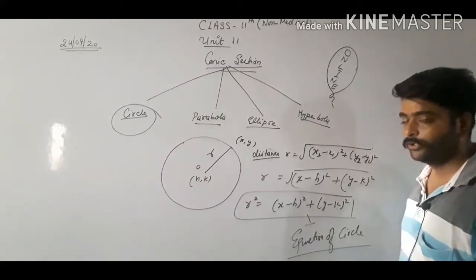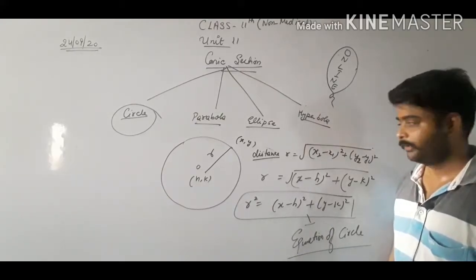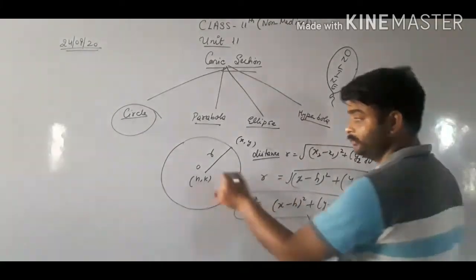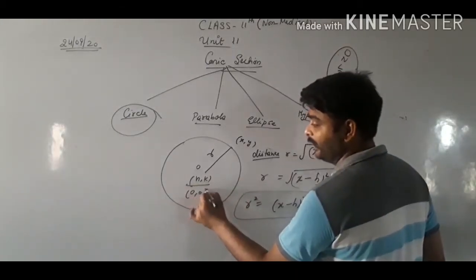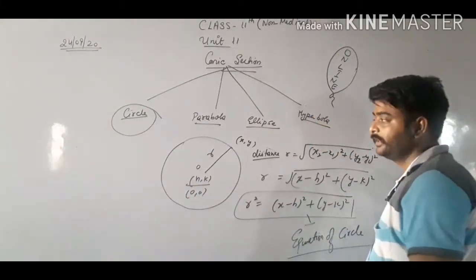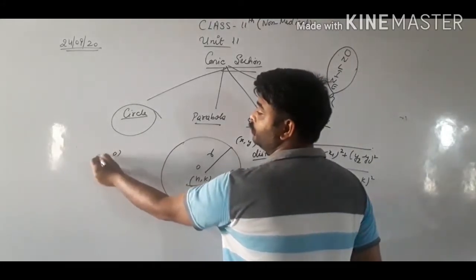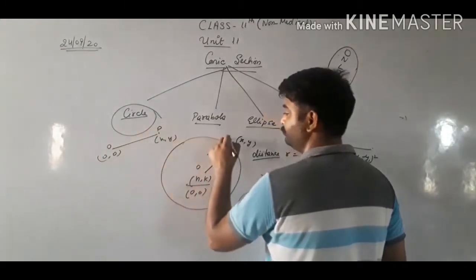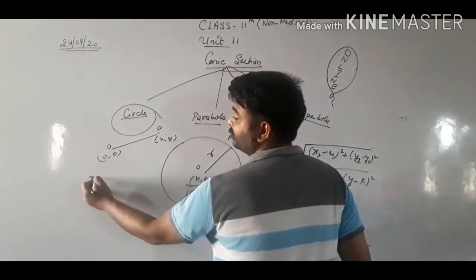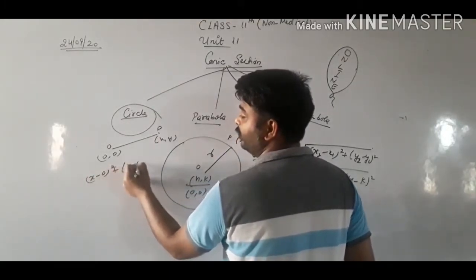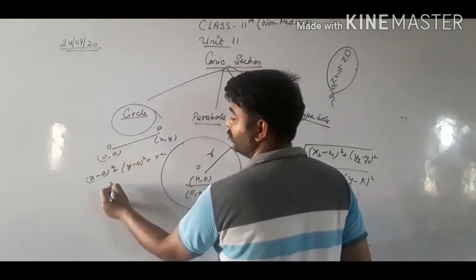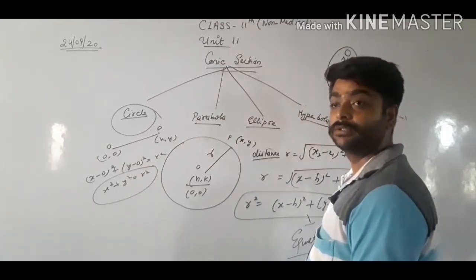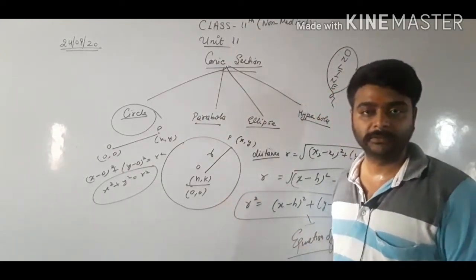Now class, one more equation is there, that if the center is at the origin, then the point is 0 comma 0 and the other point is x comma y, and this is O, this is P. What we will do here? x minus 0 whole square plus y minus 0 whole square equals to r square. So what we are getting? x square plus y square equals to r square. Any doubt till here class?